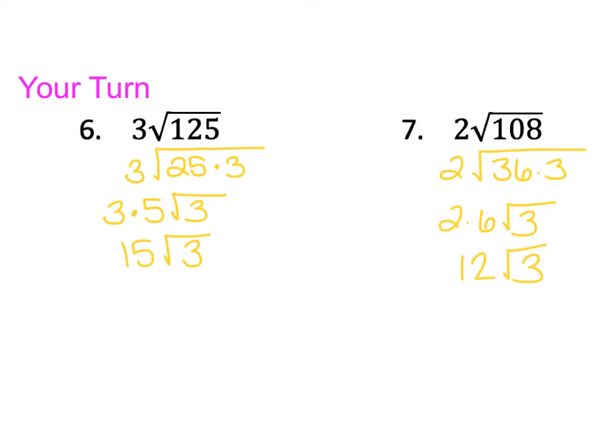For these next 2, try them on your own. Hit pause, check it when you're finished. For 6, I know that 25 is a perfect square that goes into it, so it comes out as 3 times 5 root 3 for a final answer of 15 root 3. And here's the answer to 7.